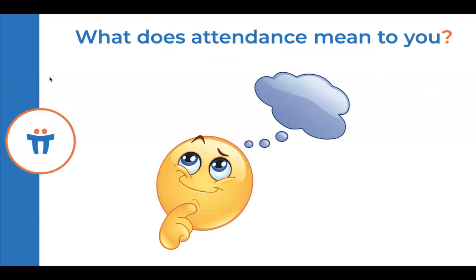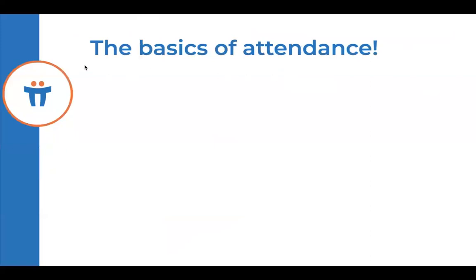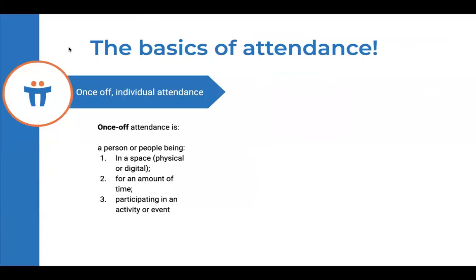So we're just gonna unpack a very basic meaning of attendance. So at its simplest, attendance can be once off, and this is the building block of what we are talking about. So once off attendance is a person or people being in a space, can be physical or digital, for an amount of time, participating in an activity or event. So that's once off attendance.